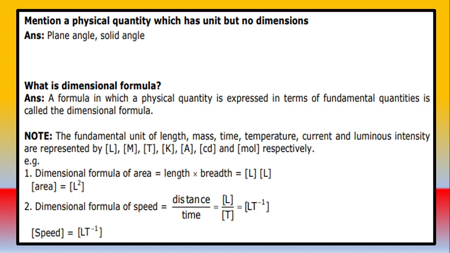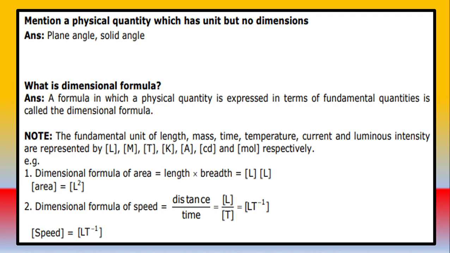Similarly, mass, capital M; time, capital T; temperature, capital K; current, we know the ampere unit, so the dimensional formula we will write as capital A within a square bracket. Similarly, luminous intensity, cd, in small letters in a square bracket, and amount of substance, that is mol, mole, in a square bracket. So these are a few examples.